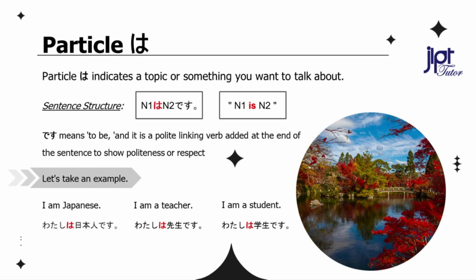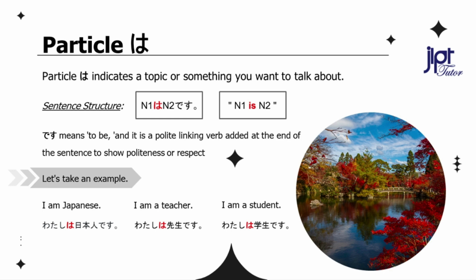Let's take an example. I am Japanese. 私は日本人です。 Wa in the sentence is showing that the topic is me. It's something about me, like I am Japanese is all about me. Watashi means I, and wa indicates the topic. Let's learn some other similar examples.